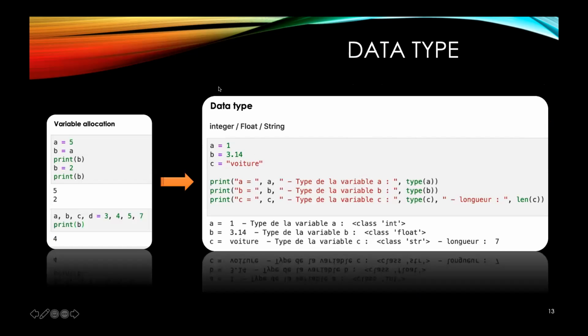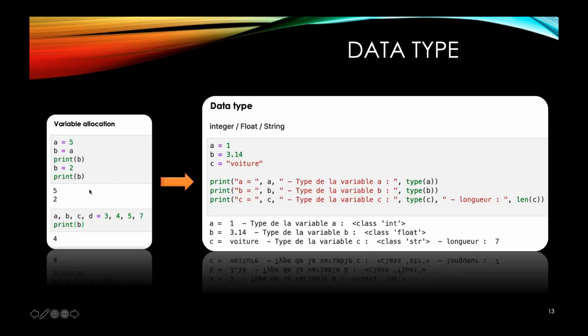A quick tour of programming about Python. Here, a variable allocation. We can put 5 in the variable A. I take the reference of A in B, and I print B. And we can see here 5. And if I make a new allocation of data in B, I print B, you have 2 after. You can make a multiple allocation, A, B, C, D, and the data.